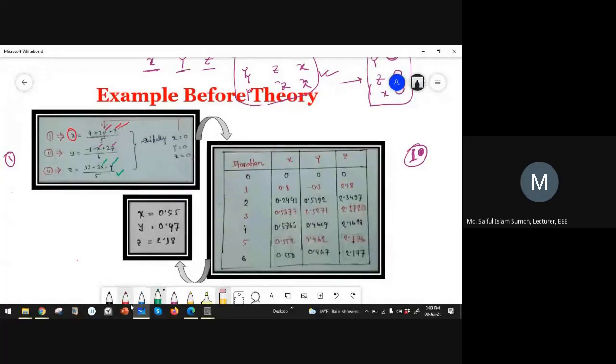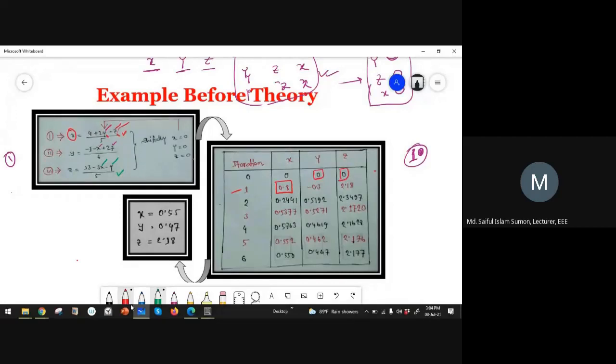At first this is the guess. So I have guessed these values. After that, whenever I am going for the iteration, during the first iteration I am going to find the value of x. To find the value of x, obviously I need the values of y and z. I have only y and z, 0 and 0. Other than this, no value is available in my hand.